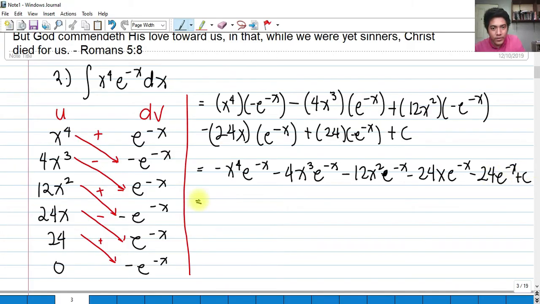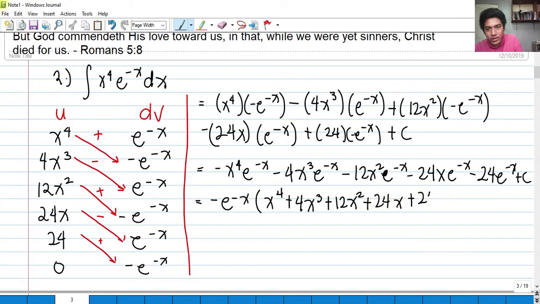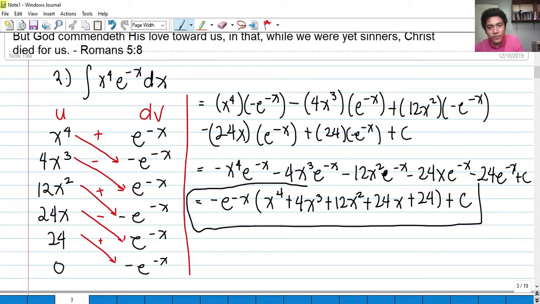Okay? And we can factor out furthermore the negative e raised to negative x. So if I'm going to factor out negative e raised to negative x, that should be x raised to 4 plus 4x cubed plus 12x squared plus 24x plus 24 plus c. And this should be our final answer. Look, if you are going to do this with a traditional integration by parts, you would actually find that you would have to perform integration by parts 4 times. Okay? So which makes the process tedious.